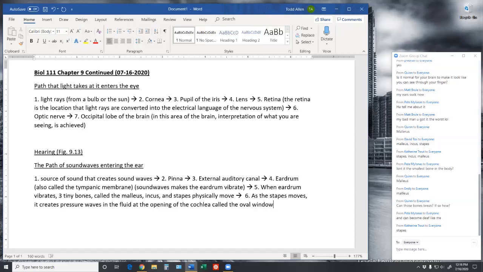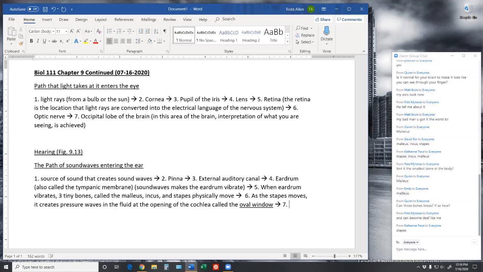Okay, so let me highlight just a couple things here. Number 6 in your notes was, as the stapes moves, it creates pressure waves in the fluid at the opening of the cochlea called the oval window. So that's where we are right now with the anatomy of the ear. We're at the oval window. Next, what I want to tell you is that inside the cochlea, as we get deeper into the anatomy of the cochlea, which is highlighted in figure 914, you're going to see a couple different membranes here.